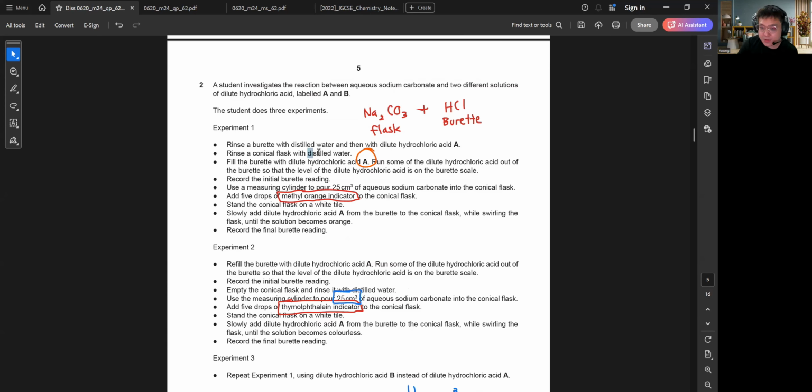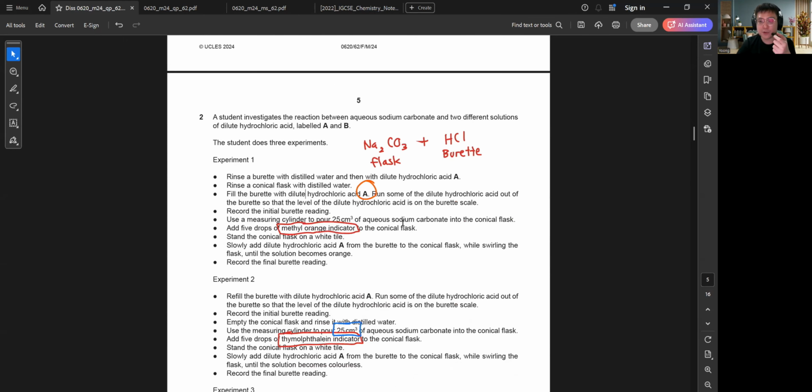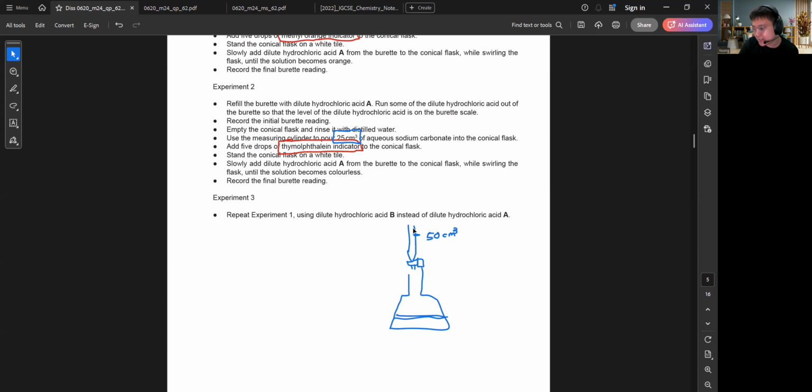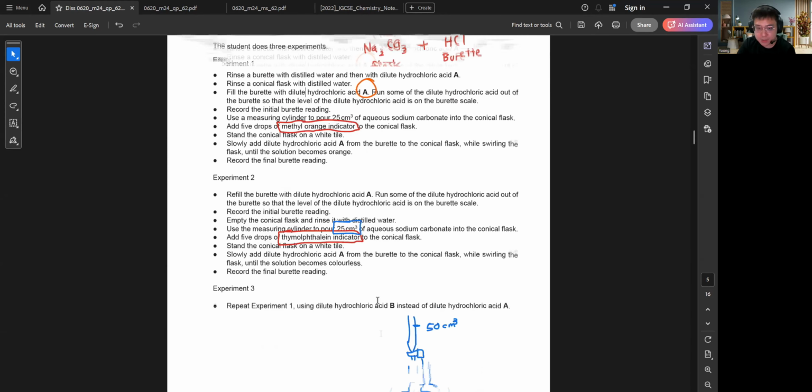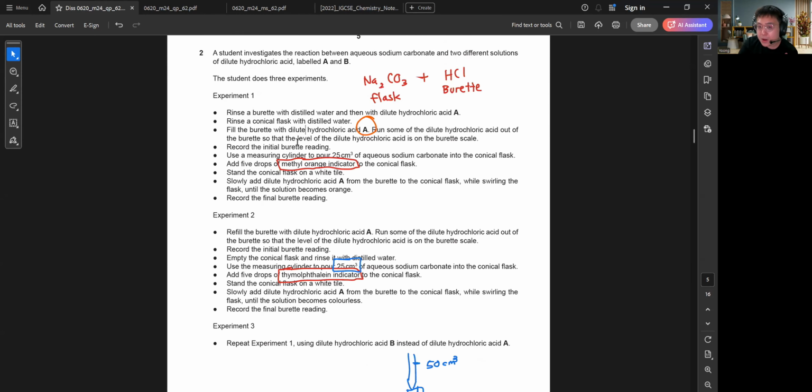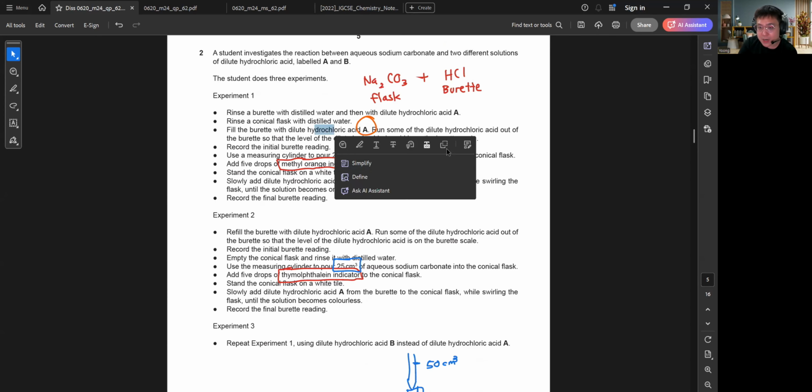Rinse a conical flask with distilled water. So that's the bottom one. So if you all have drawn, it's something like that. There's the burette on top and you drop it drip by drip into the conical flask. So now we are rinsing the conical flask below. So let's continue reading. Fill the burette with dilute hydrochloric acid A.